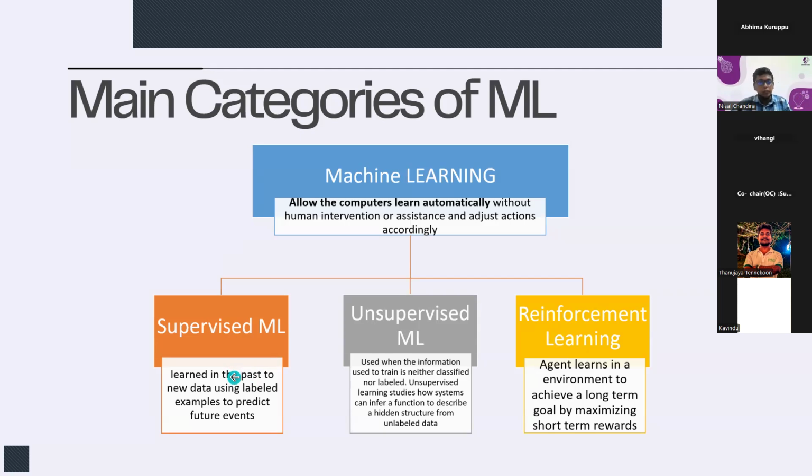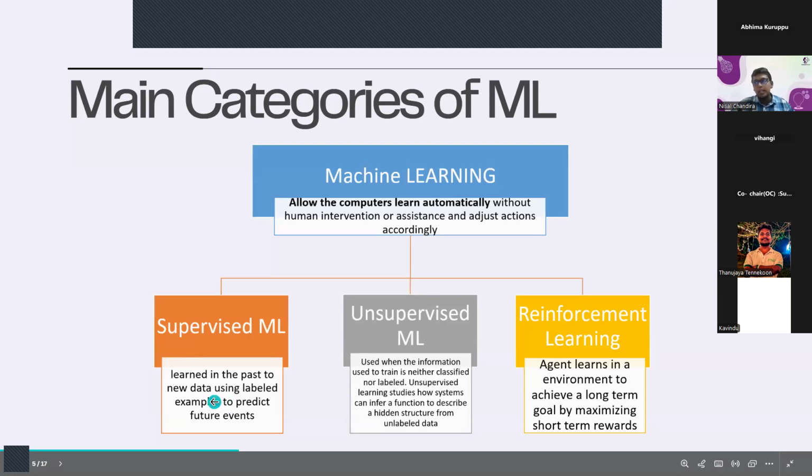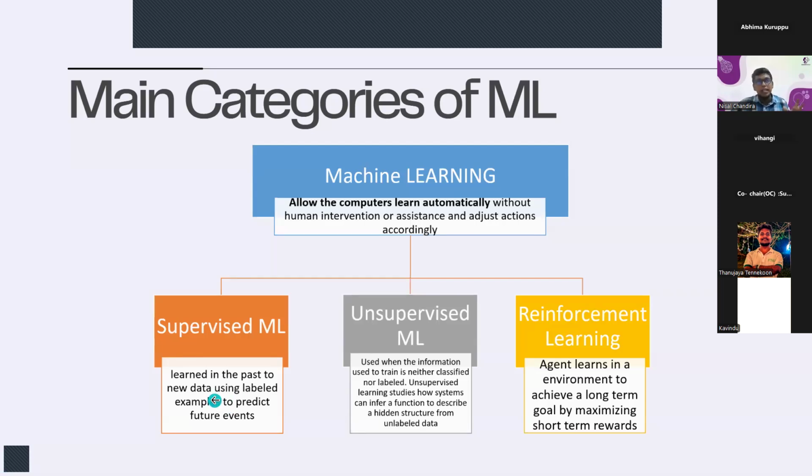So that is supervised machine learning. Why is it called supervised machine learning? You learn from the past. You're learning from the past data to predict new data using labeled examples. Okay, examples are labeled. So let me change that example a little bit.